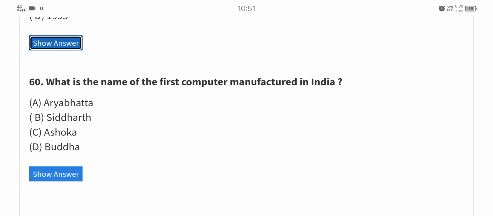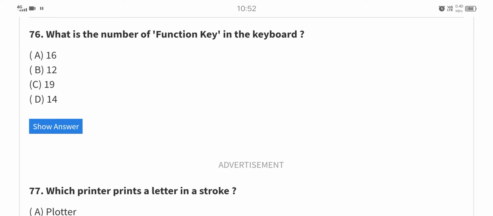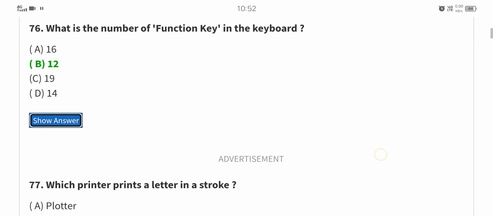What is the name of the first computer manufactured in India? Siddharth. What is the number of function keys in the keyboard? Simple question. 12.